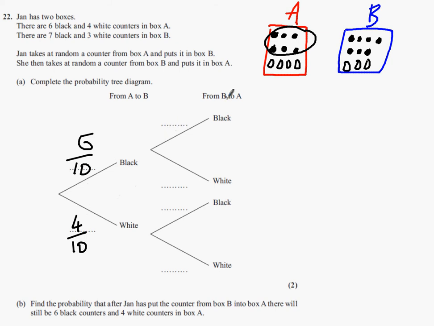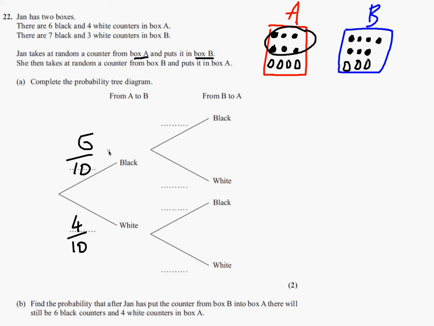Okay. If we're then going to pick a counter from B and put it over into A, well, the probability right now of picking a black is 7 out of 10. However, that's not actually what happens in this scenario, because it says that Jan takes a counter from box A and puts it into box B.